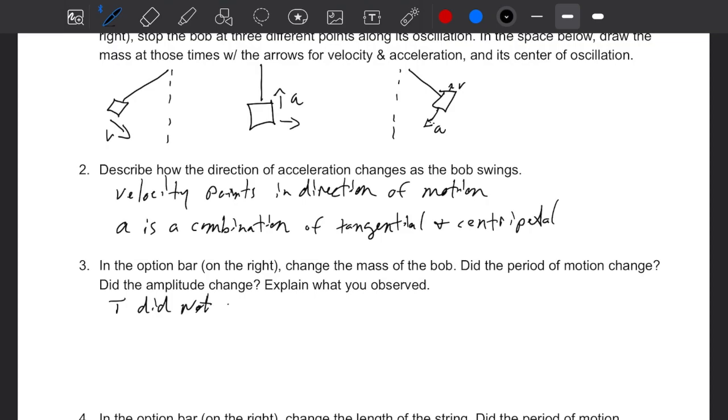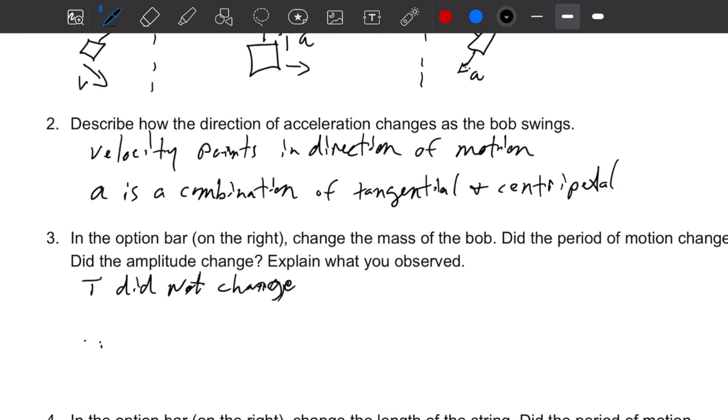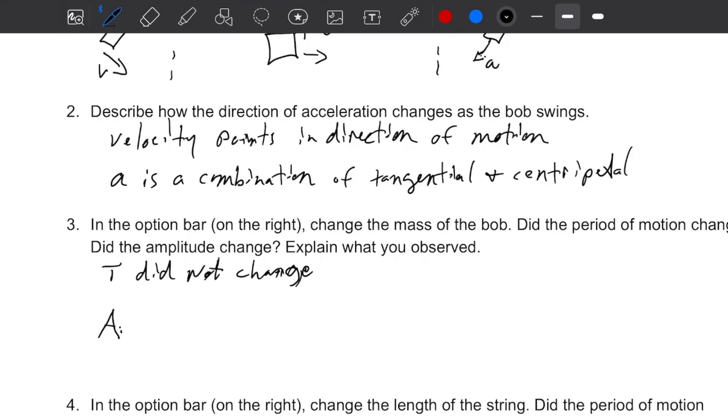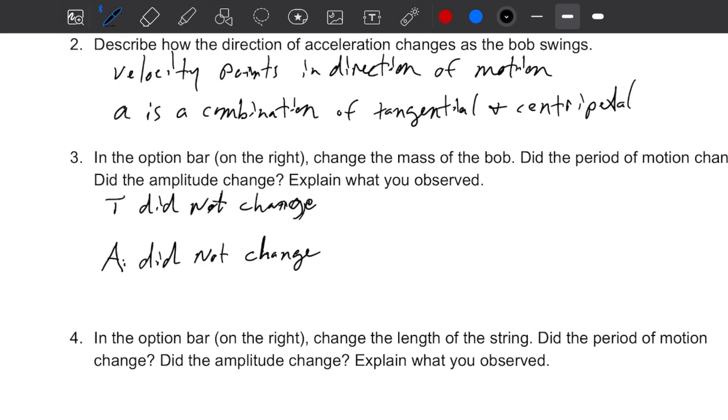Did the amplitude change? Well, we said the period didn't change. What happened with the amplitude? Let's take a look at that. Let's try it out on PhET and then just see. For me, the amplitude did not change. Mass does not matter when it comes to a pendulum.